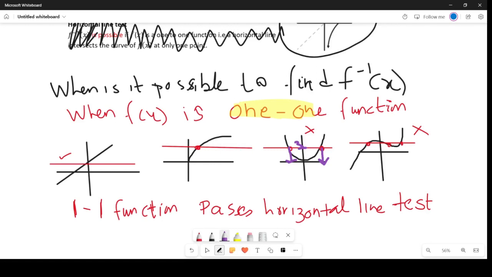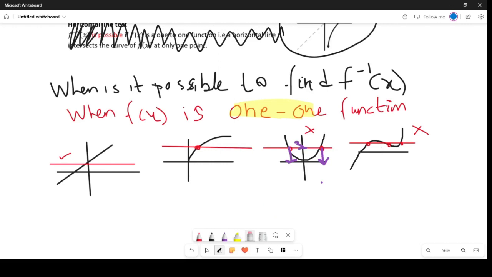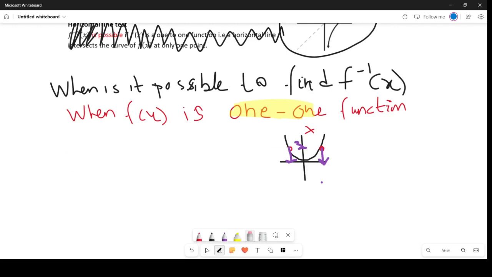अच्छा, ऐसे क्वेश्चंस भी आते हैं कि आपने इसको वन टू वन बनाना है। ये क्वेश्चन आता है। It's not one to one at the moment because it fails the horizontal line test. You have to make this a one to one function.